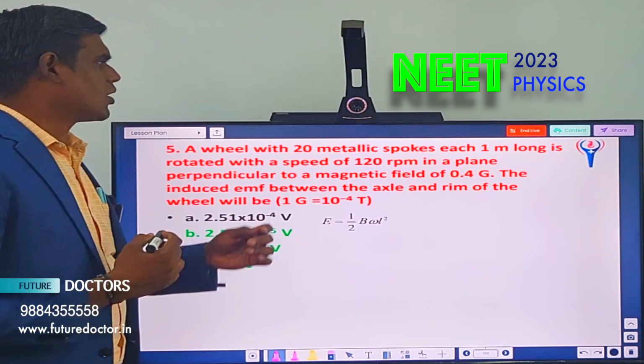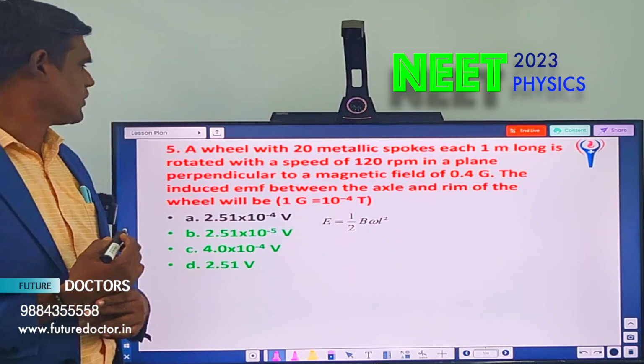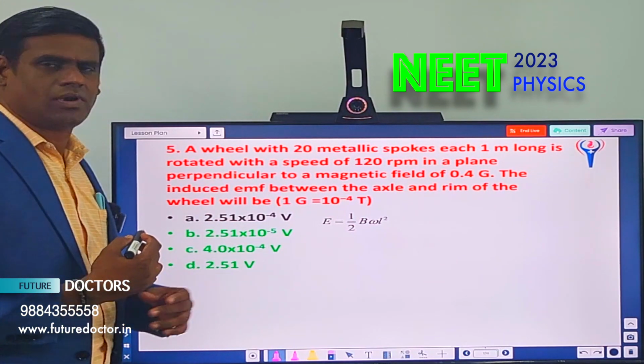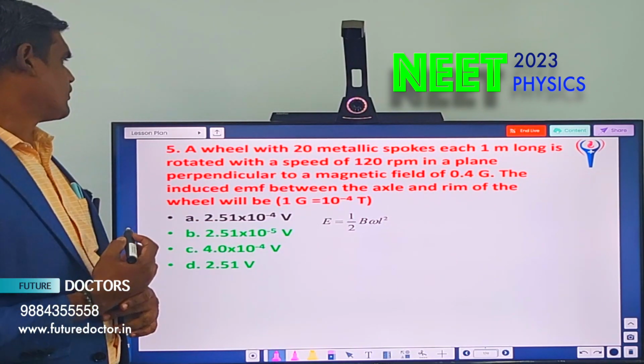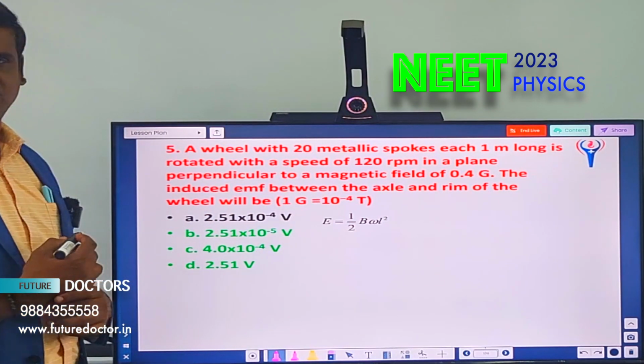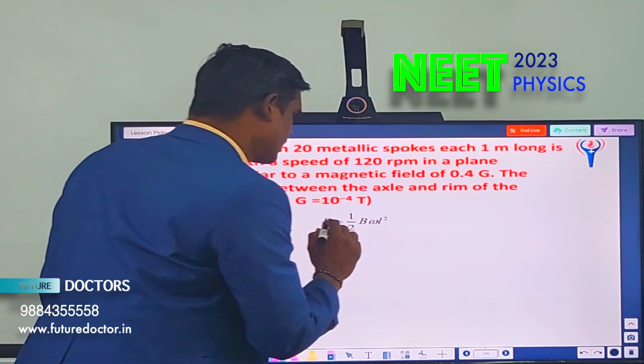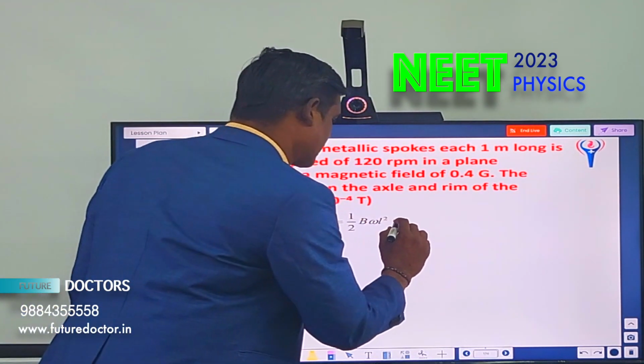A wheel with 20 metallic spokes, each 1 meter long, is rotated with a speed of 120 rpm in a plane perpendicular to a magnetic field of 0.4 Gauss. Then the induced EMF between the axle and rim of the wheel will be dash. 1 Gauss is given 10 power minus 4 Tesla. Then formula is E equal to half into B omega L square.